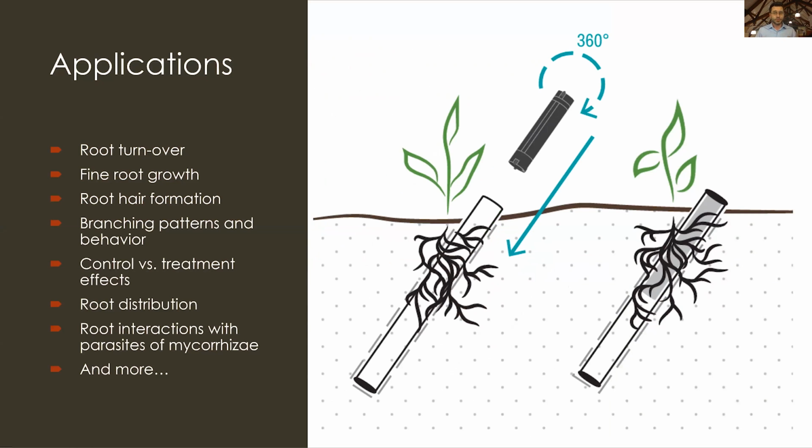That kind of simple application allows non-destructive testing for a lot of different applications, including root turnover, fine root growth, root hair formation, branching patterns and behavior, control versus treatment effects, root distribution, root interactions with parasites, mycorrhizae and nematodes, and a whole lot more.